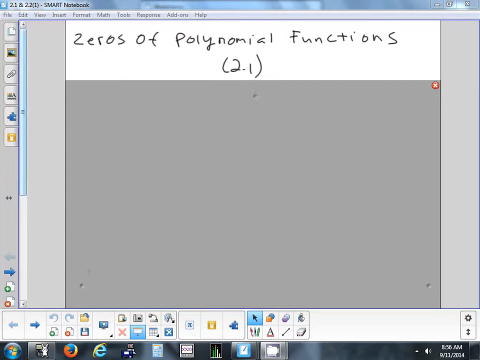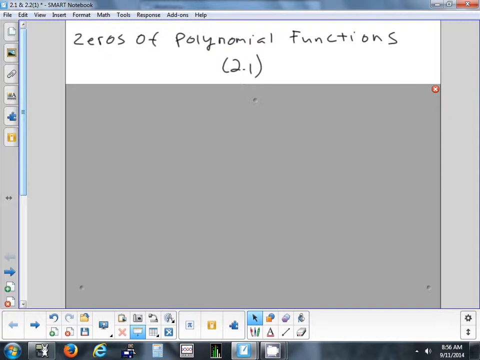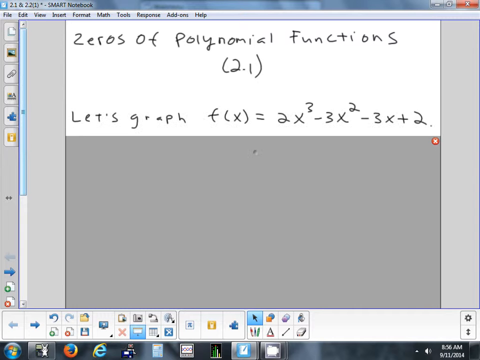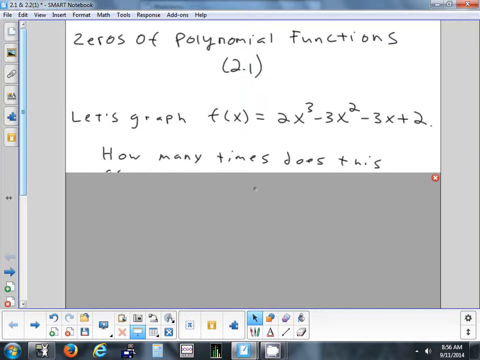So today we're going to start Chapter 2. We finished up Chapter 1 yesterday with composition of functions. And now we're going to start to talk about polynomials. We're going to start by talking about just what a polynomial is, when we graph it, try to understand the general behavior of how many times it can turn.